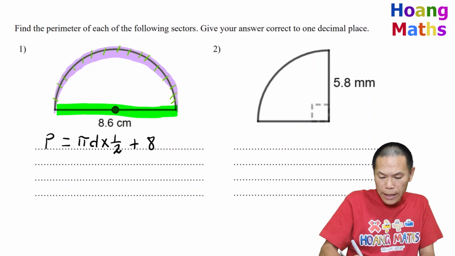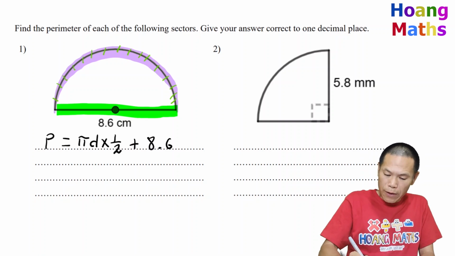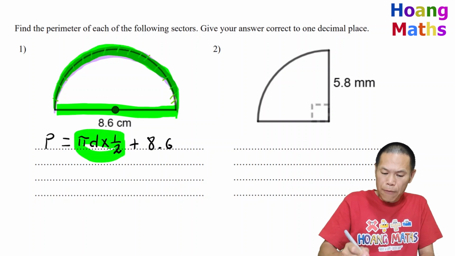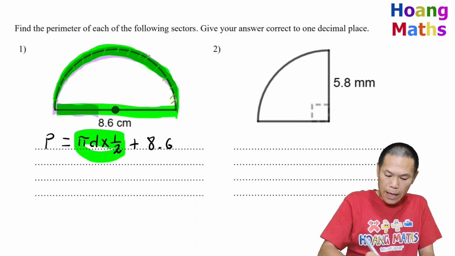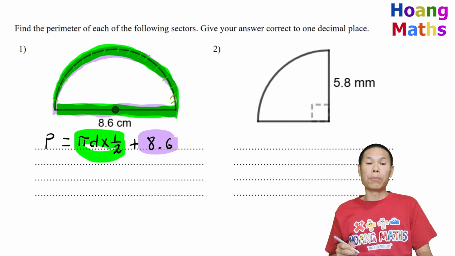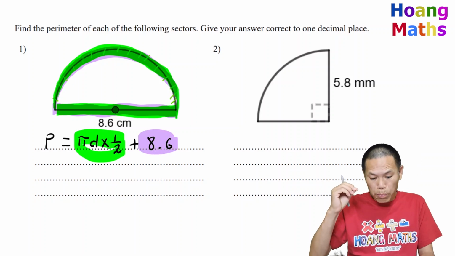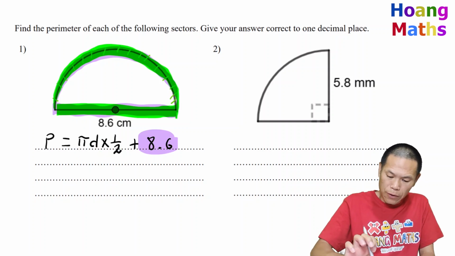So plus 8.6. There you go. So the answer will give us this. Don't forget this arc length here is pi d times a half, and then this length here is 8.6. So keep that in mind. So now I just substitute d is 8.6.